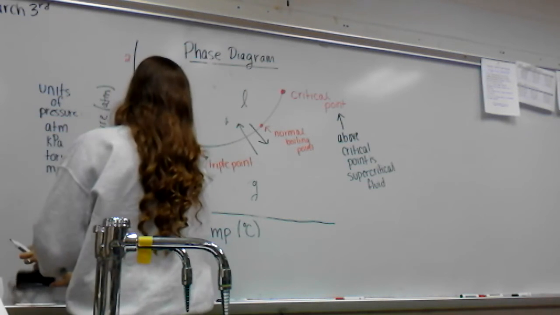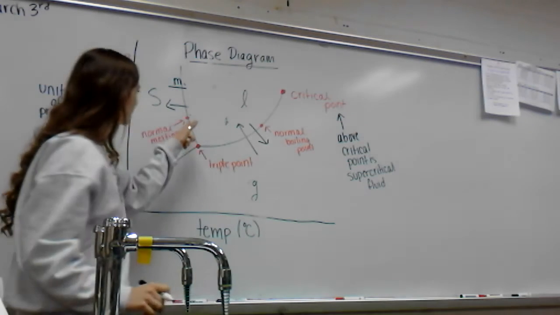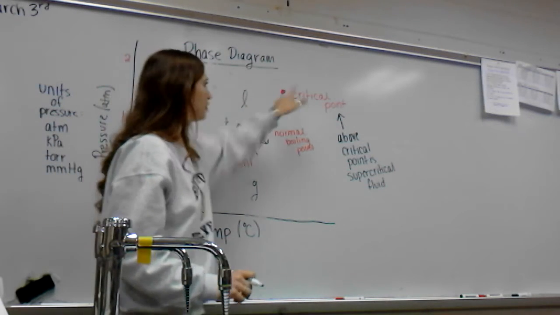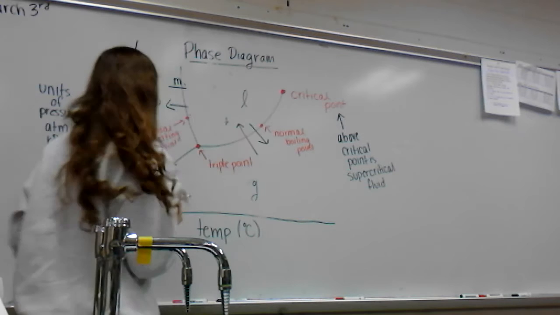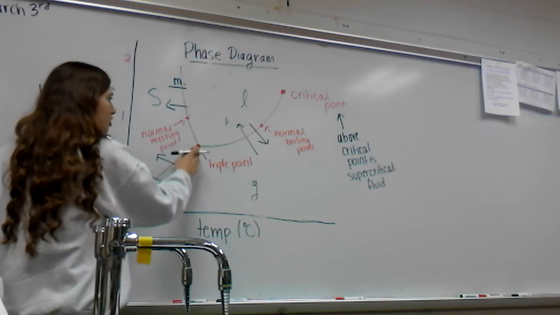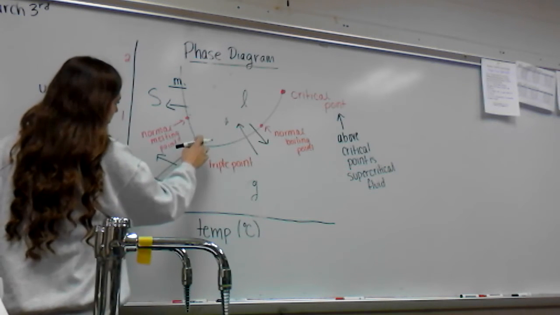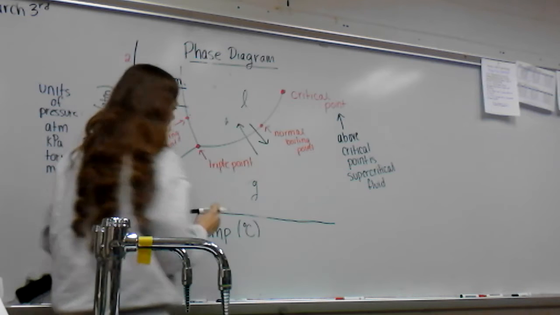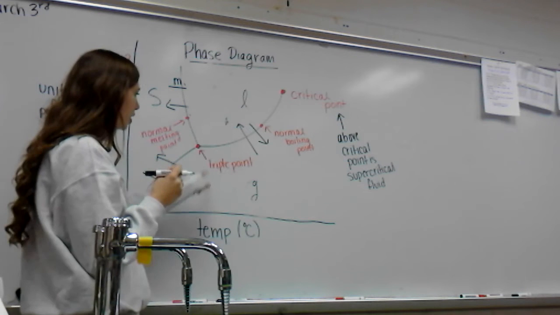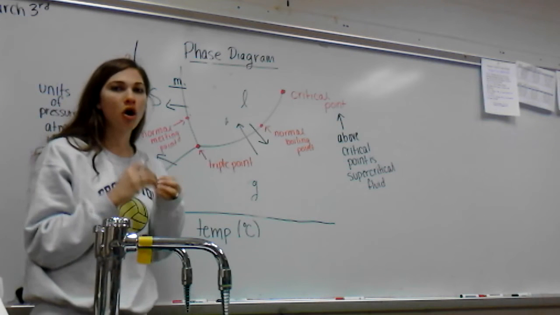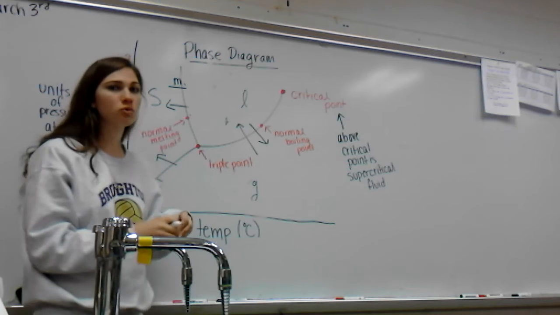So that looks a little bit cleaner now. Notice I have 4 different points. You need to know what each of these 4 points are. Let's start with our triple point. Notice our triple point is when all the lines come to one point. So our triple point is when all phases of matter are in equilibrium.